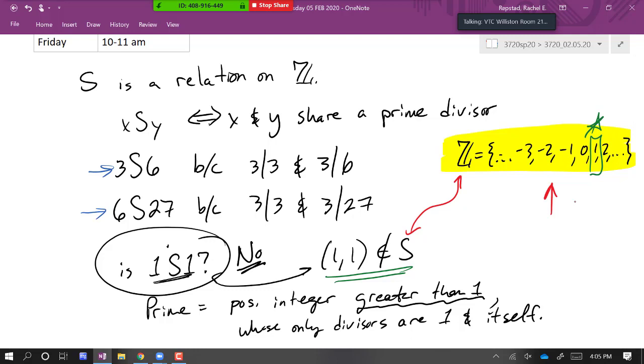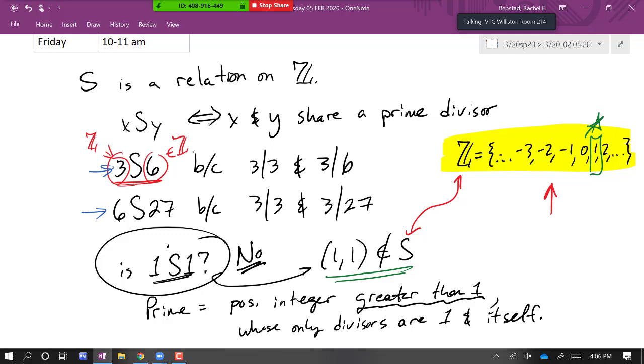Oh, no. S is a relation on Z. So when we talk about elements of the set S, we're talking about pairs of elements of the parent set. We're saying what's related. So 3 is related to 6, and we're not thinking of 3 as in S or 6 as in S. These guys are in Z. It's elements of Z that are related to each other. Okay, thank you. I think I get it now. Good.